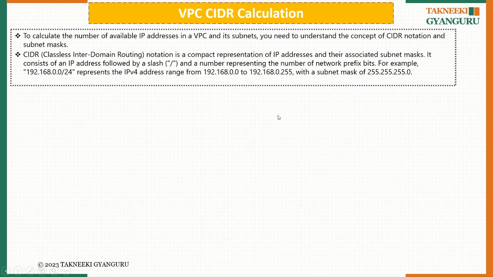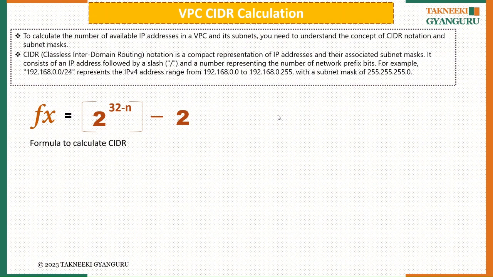So let's understand first how to calculate. We have the formula: 2 to the power of (32 minus n), minus 2. Here n means the bits. Bits means the number after the slash in the IP address, like slash 24. In the CIDR there is the IP address part and the bits part. So here n is the bits.